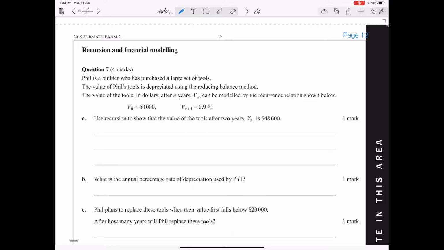Hi everyone, so today I'll be going through the 2019 Further Maths Exam 2, the Recursion and Financial Modelling section.